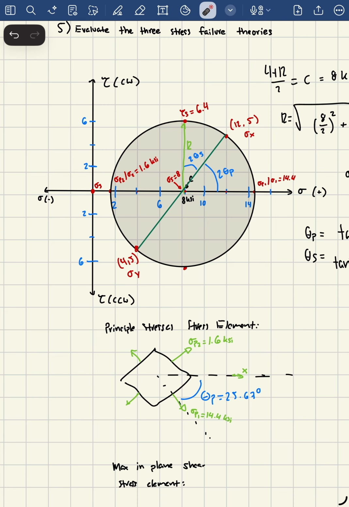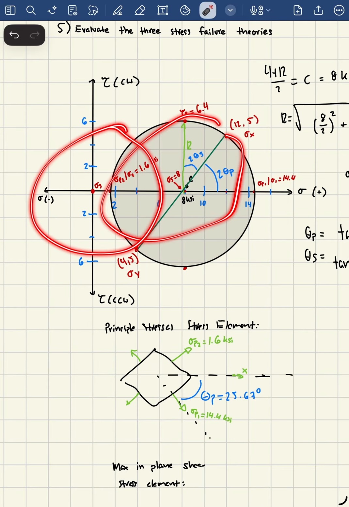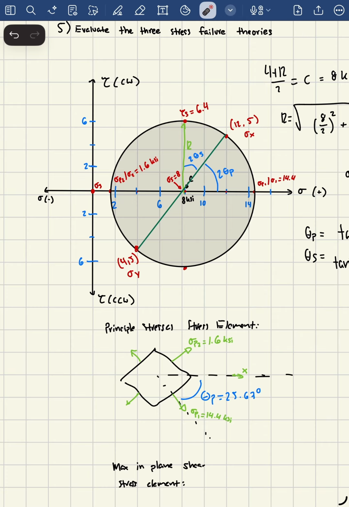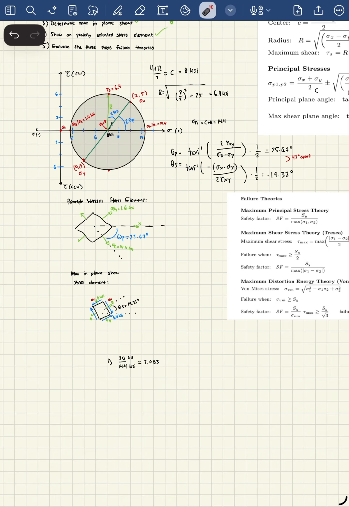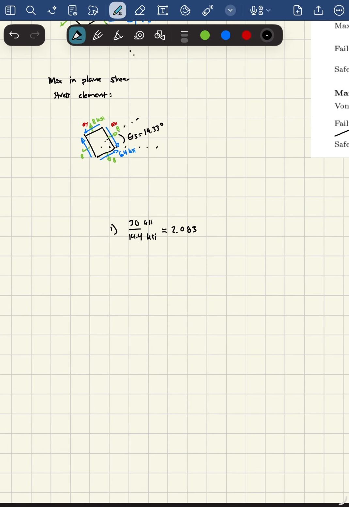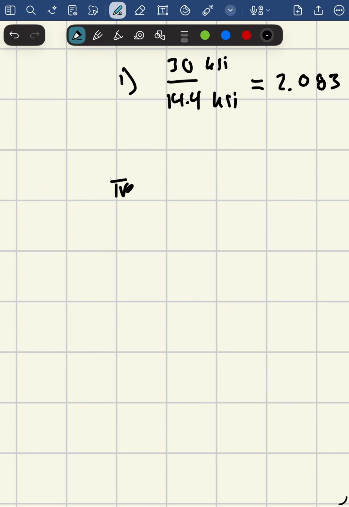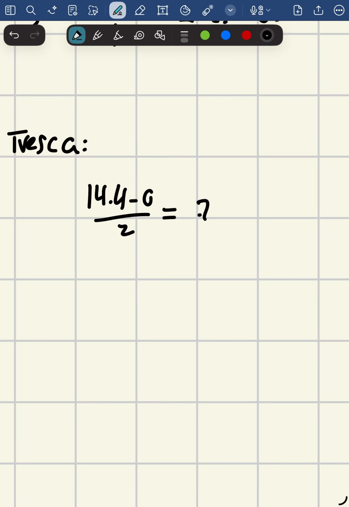Now let's say this circle went across the origin, it wouldn't be sigma 3 anymore. It would actually be sigma 2 to sigma 1. So that is why it's important to also consider this value here, and always draw your Mohr's circle. So for the next one, for Tresca, it's going to equal 14.4 minus 0 over 2, which is going to equal 7.2.